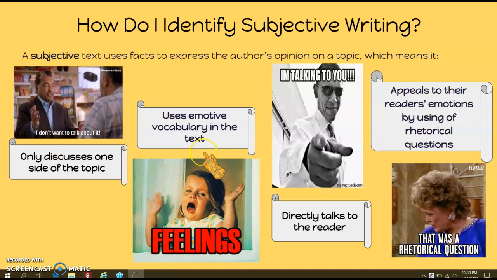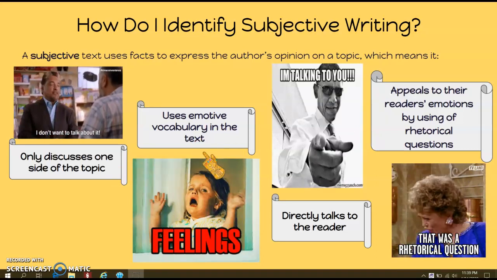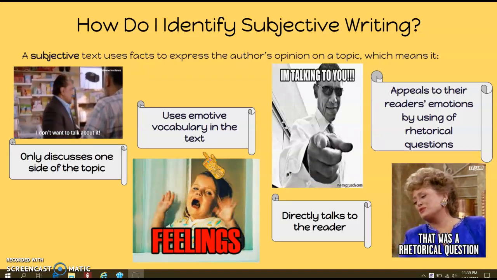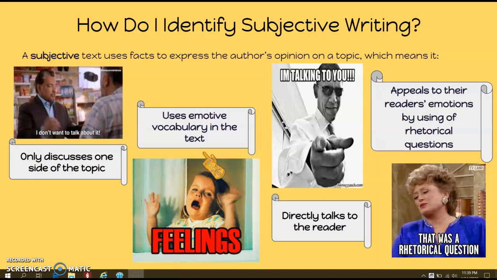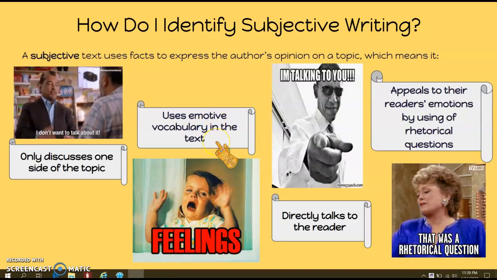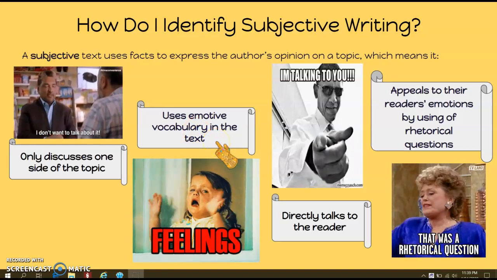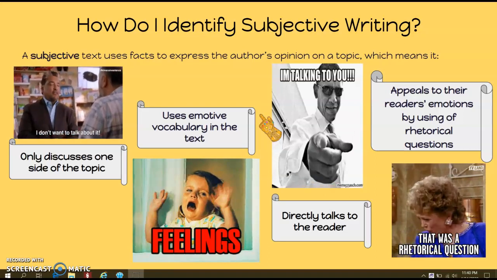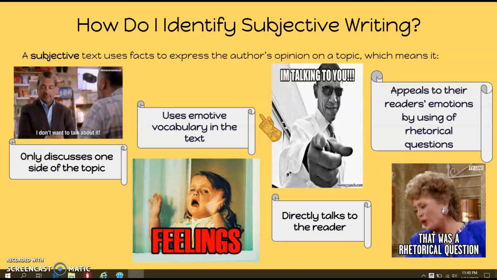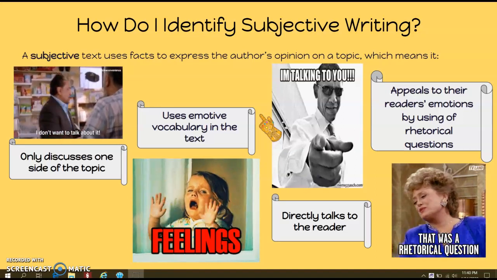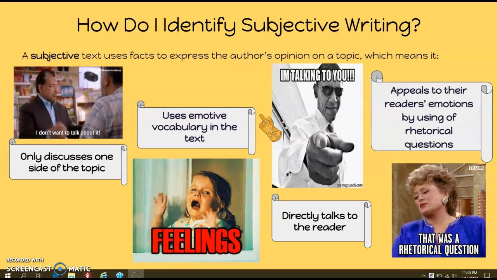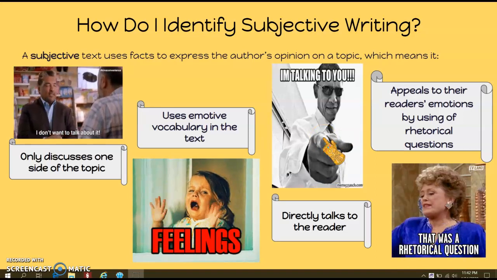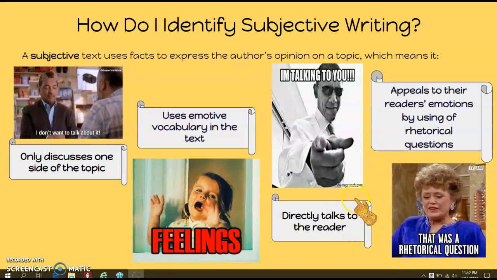Let's come over here. So subjective texts use emotive vocabulary in the text. Remember, we talked about this yesterday with objective writing. Anything that has emotive vocabulary or any sort of emotion is the author's way of trying to get you as the reader to understand their opinion on the topic. And I think it's also used as a persuasive technique where they are using their emotions to hopefully lure you over to their side.